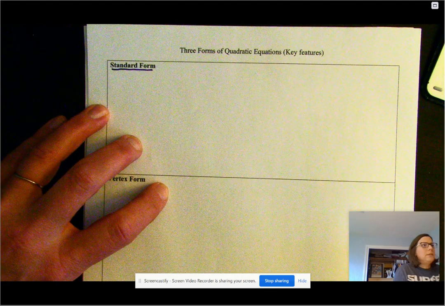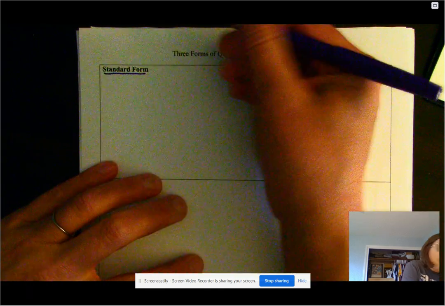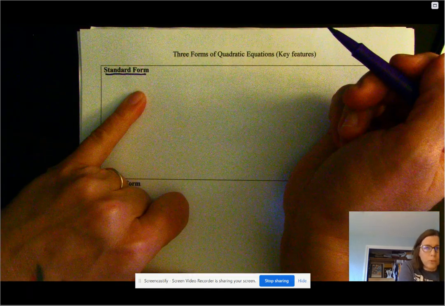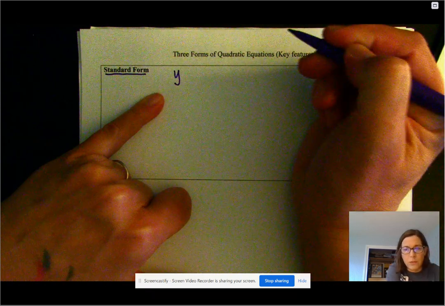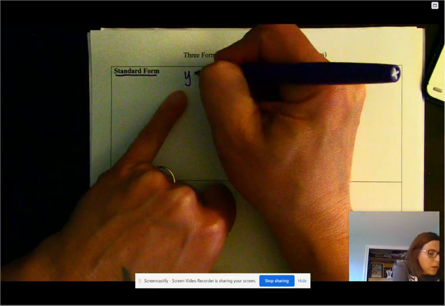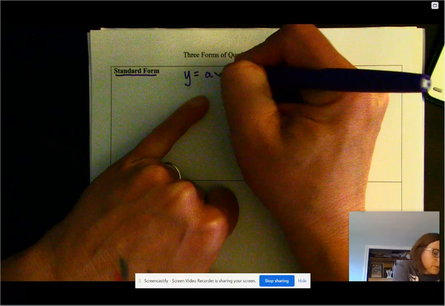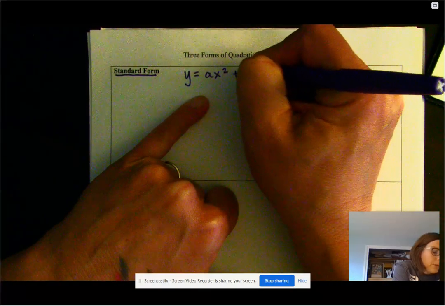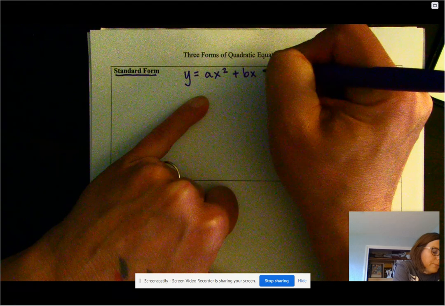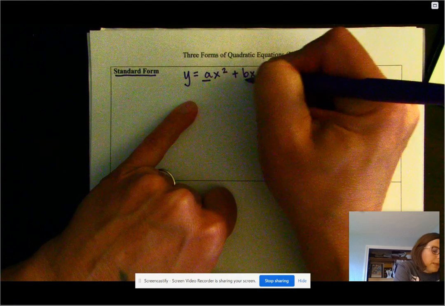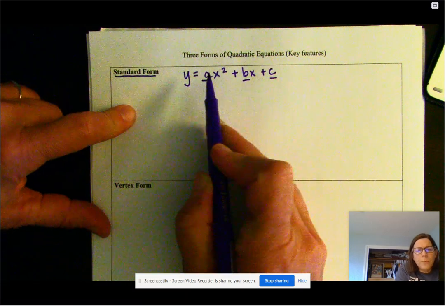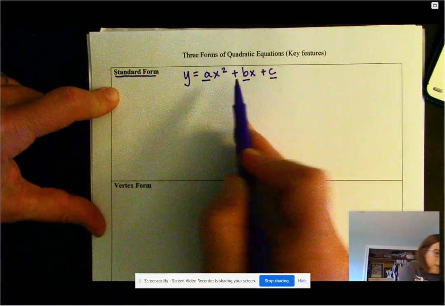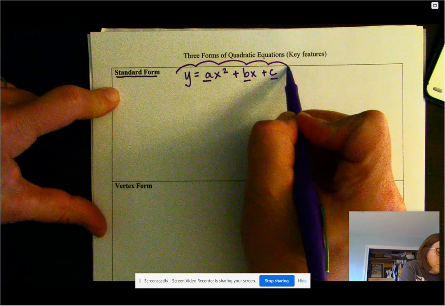You'll notice a quadratic equation is in standard form when it looks like this: y equals ax squared plus bx plus c, where a, b, and c are all numbers, okay? So this is the general form of a quadratic written in standard form.